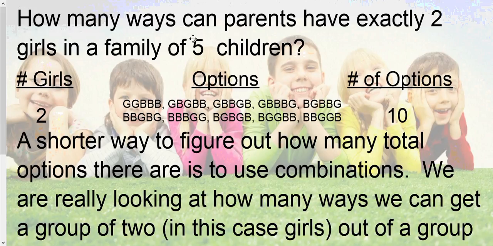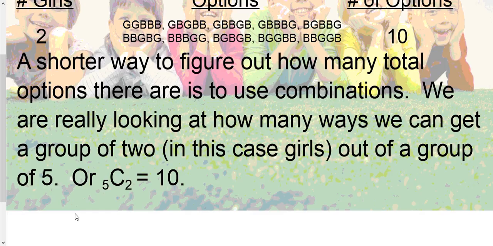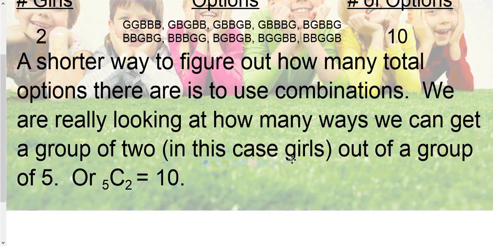Now, there's a shorter way we could have figured this all out. Instead of listing out each and every one, we could have looked at combinations. When we go back to 2 girls in a family of 5, we're really having 5 kids, and we're looking at how many ways we can select 2 of them to be girls. So that's looking for groups of 2. When you're looking for how many groups of 2 out of a group of 5 you can form, that's a combination. And so then we would get a total of 10.